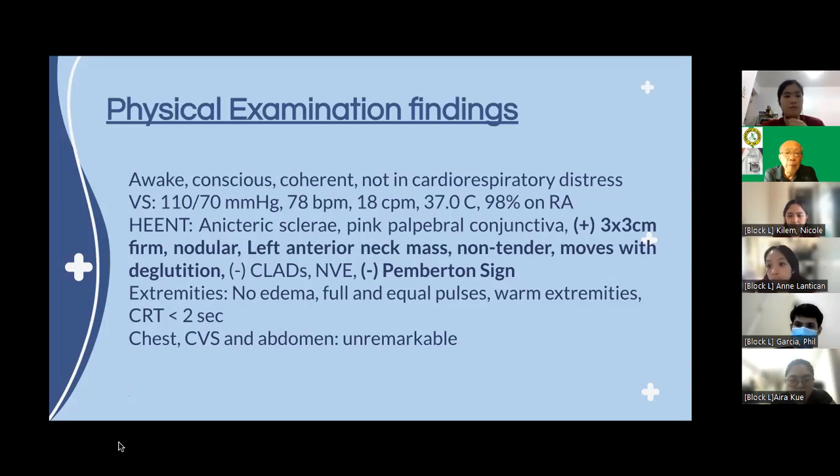Yung mga Pemberton signs, you really don't have to go through that. Yung pinaka-basic lang. So 3 by 3 centimeter firm, solitary nodule. When you say nodule, it's a solitary nodule. You say nodular on your slide. So that's a solitary nodule, non-tender, moves with deglutition, then you can say that it's not fixed. You add another data, that it's not fixed.